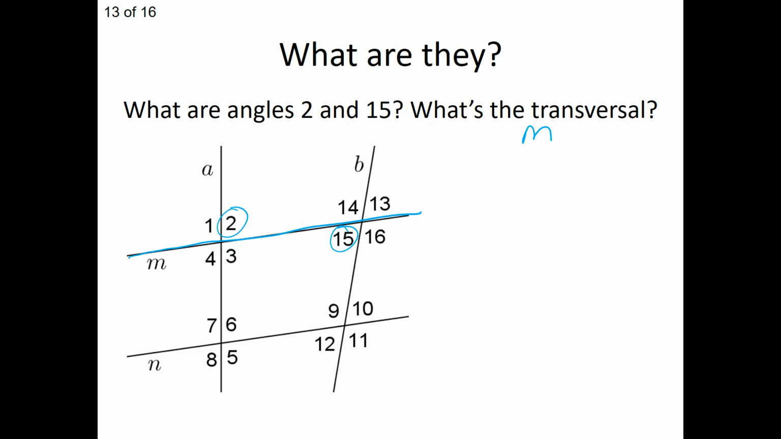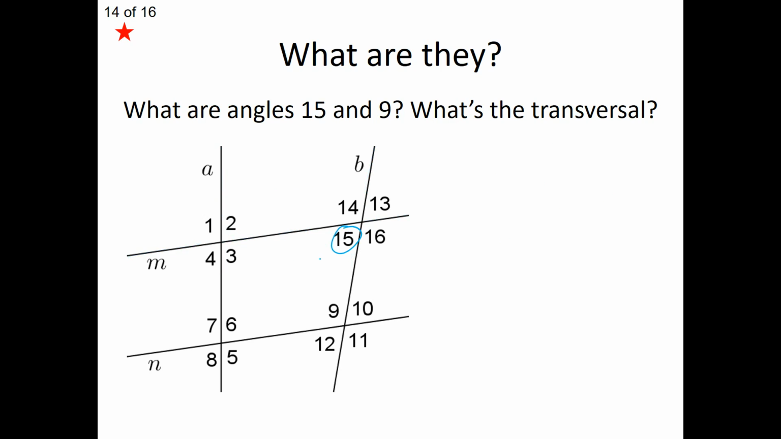What then is the relationship between angle 2 and angle 15? Angle 2 and angle 15 lie on opposite sides of that transversal. They're not adjacent, and they're both interior. Remember, because A and B are being cut, there's an interior space between those two. So 2 and 15 are alternate interior angles. And there we have it. That's angle 2 and angle 15's relationship.